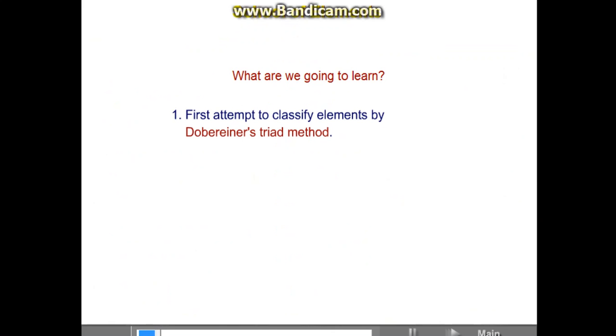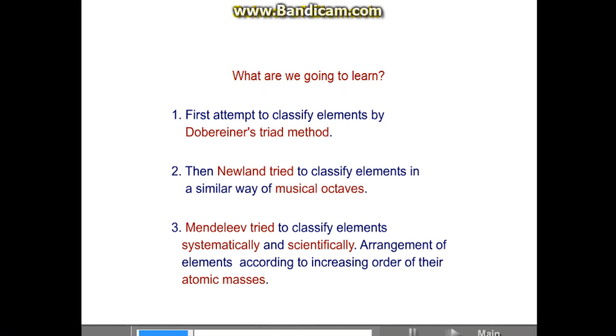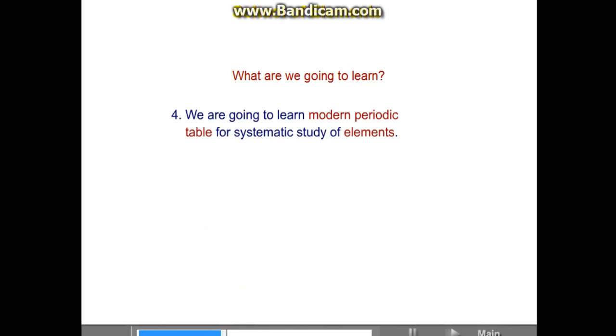What are we going to learn? First attempt to classify elements by Dobereiner's triad method. Then, Newlands tried to classify elements in a similar way to musical octaves. Mendeleev tried to classify elements systematically and scientifically. Arrangement of elements according to increasing order of their atomic masses. We are going to learn the modern periodic table for systematic study of elements.